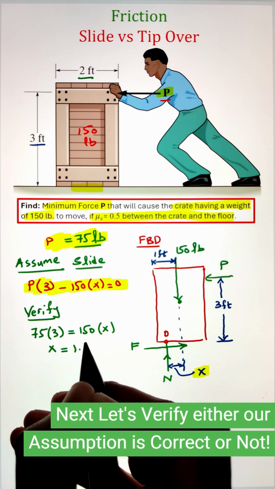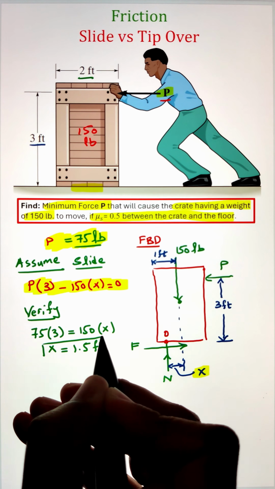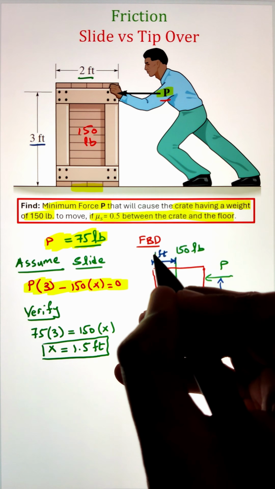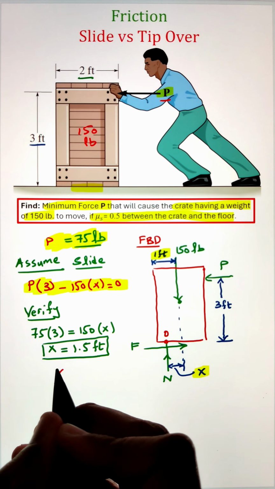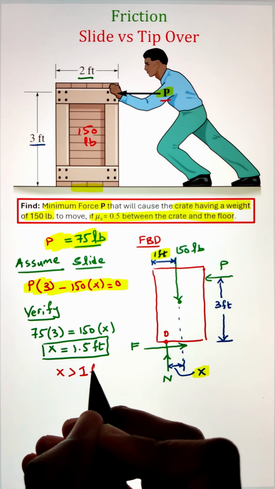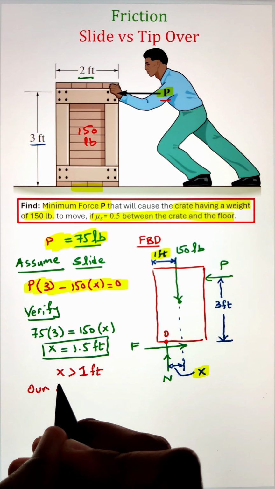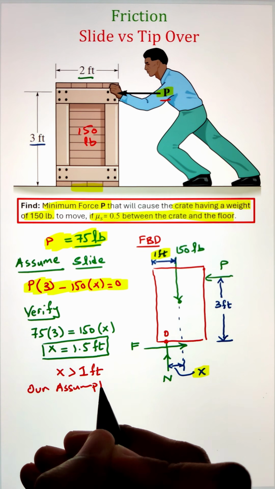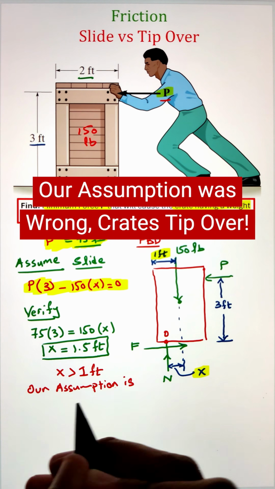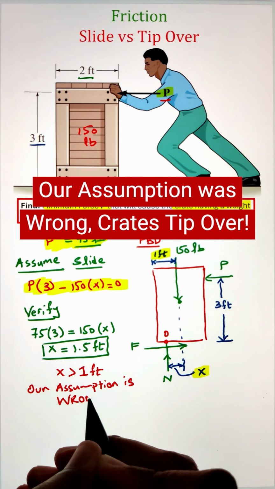Now we have to verify whether our assumption was correct or incorrect. So to do that, let's go ahead and apply the value of P in our equation 3, P times 3 minus 150x, and solve for x. Once we solve, we get the value of x equals 1.5 feet, which is greater than the half-width of the crate. So since our x is greater than 1 foot, our initial assumption that sliding is going to take place was wrong.